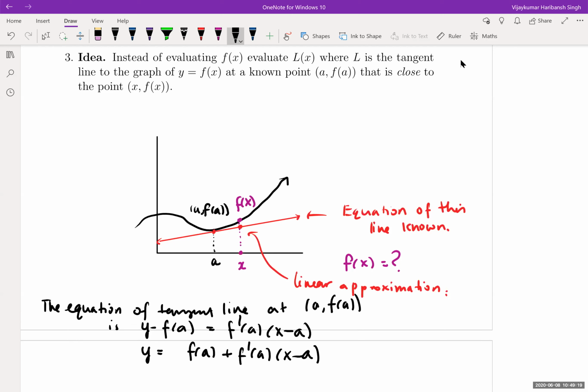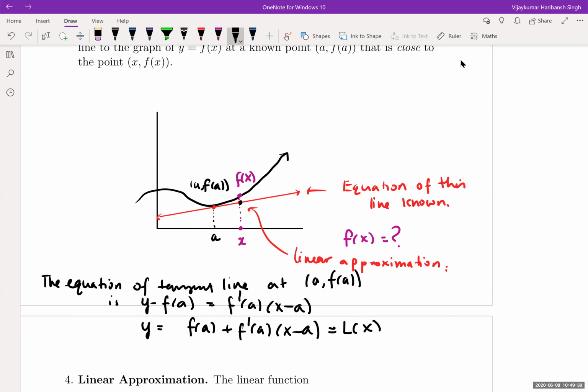So see, what is your f of x? F of x is your y value, right? So instead of finding the function f of x, you're finding the value on this tangent line. So let's call this L of x. So instead of f of x, you're finding L of x. Okay? So this is the linear approximation.